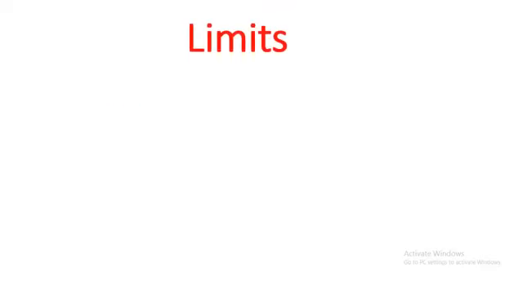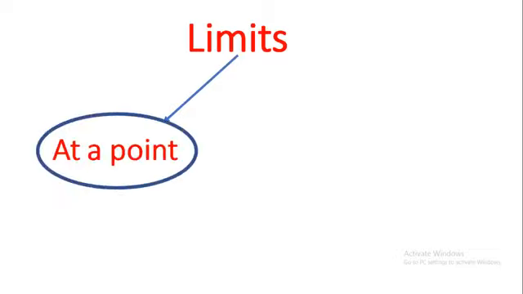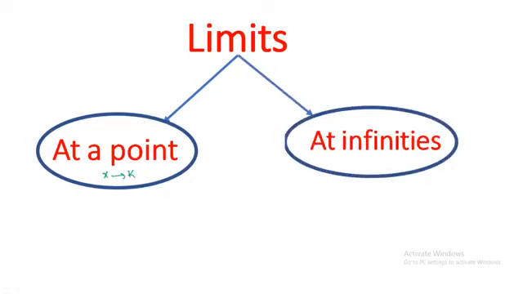First, we have taken two kinds of limits. The first one is to calculate the limit of a function at a point. That means when x tends to a number. The second kind is to calculate the limit of a function at infinities. That means when x tends to plus infinity or x tends to minus infinity.